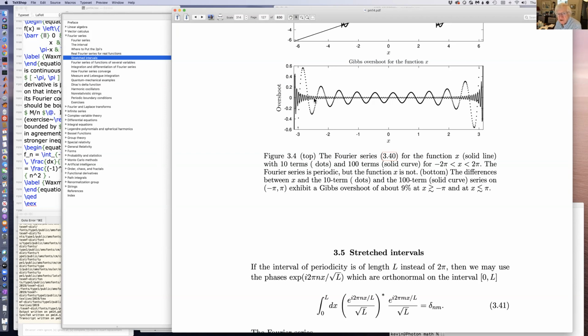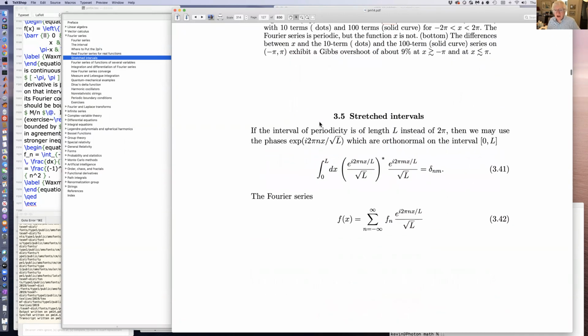But as you go to 100 terms, it's 10 times higher frequency. And as you go to 1,000, 10,000 terms, what happens is that the overshoot is positive here, it's negative there, it's positive here, negative there. And so if the function's at all smooth, it cancels. And in particular, if it's a square integrable function, which need not be smooth, nonetheless, you'll get the right answer for an integral.